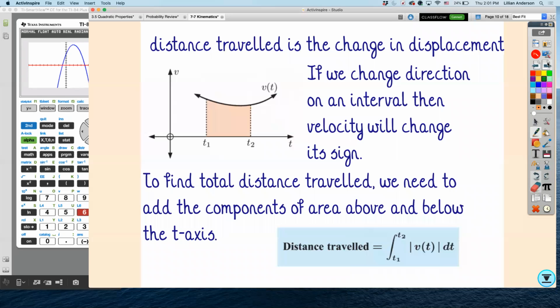To find your total distance traveled, we need to add the components of all the areas above and below your time axis, if it's graphically, okay? The same way that we would find the area underneath a curve, we were just doing standard integration. So distance traveled is the area above and below your t-axis, because we don't have x, we have time and velocity. Another way it can be found is by doing the integral from time 1 to time 2 of the absolute value of velocity. That is how we find distance traveled.